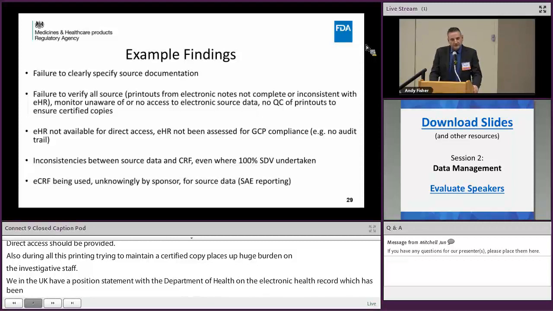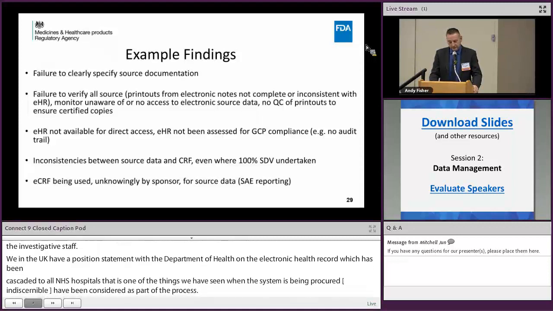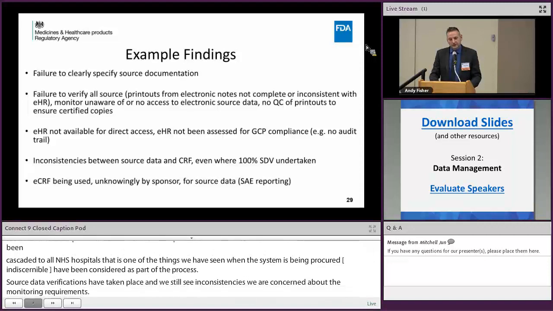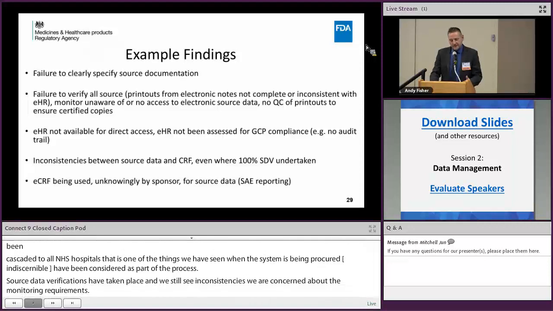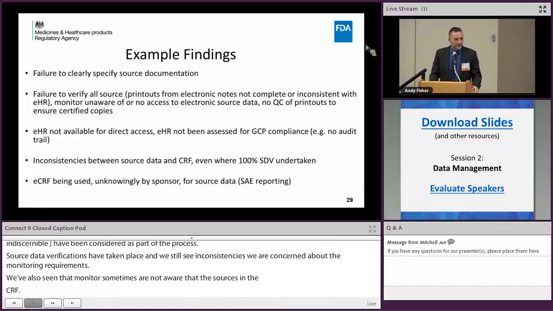Source data verification has taken place and we're still seeing inconsistencies, then obviously we're concerned about the monitoring requirements. And we've also seen that monitors sometimes aren't aware that source is in the CRF. So we've seen examples where CRFs have SAE reporting modules and the site has been reporting data directly in there as source data and then writing a summary in the electronic health record. So doing it the opposite way to what the sponsor thought they were doing.